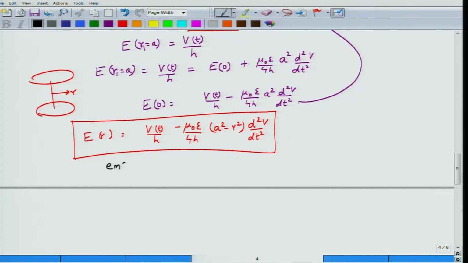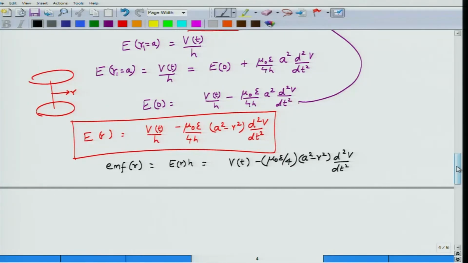So, we can write this as EMF at any r, that would be given by the electric field magnitude E of r into h, which will be equal to V of t minus mu 0 epsilon by 4 (A square minus r square) times d square V by dt square. So, as long as you have d square V by dt square changing with respect to time, then you will have an EMF which is different.